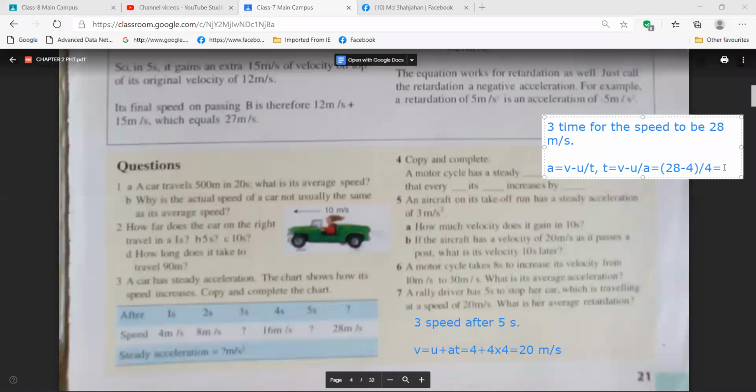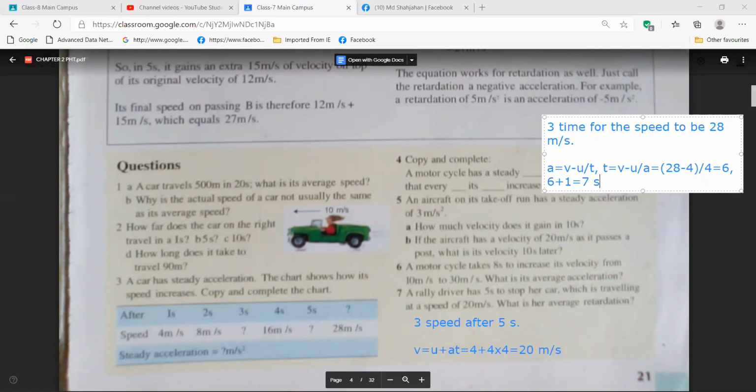So here you are getting how much? 6, right? Yes, sir. But at the beginning your time is 1 second. So 6 plus 1 second, it will be 7 seconds. So your answer is correct. Who said 7 seconds? It is correct. Is it clear now?